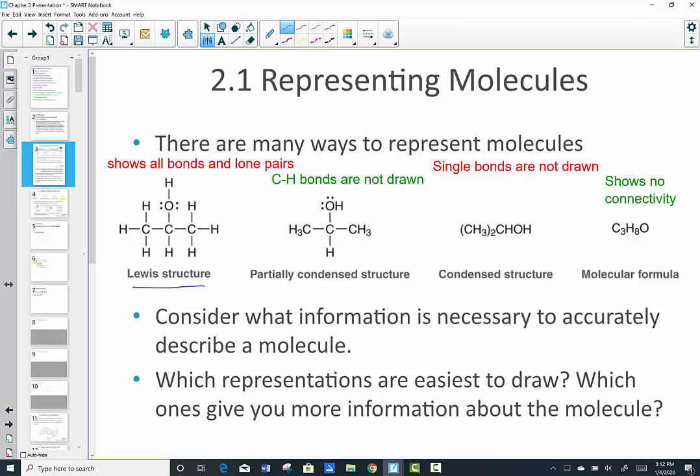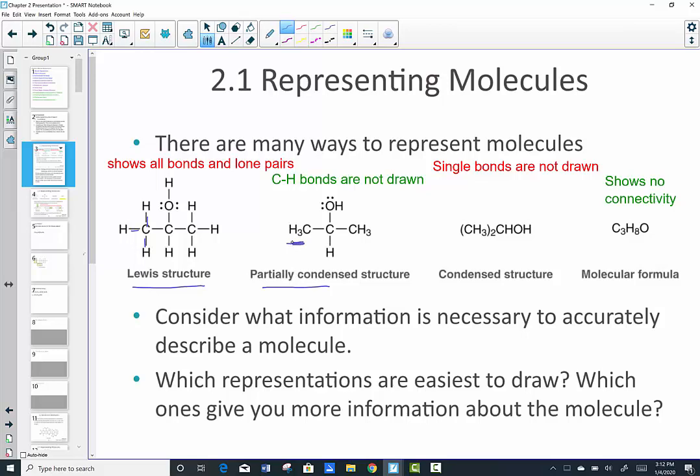In a partially condensed structure, notice what we're now able to do is eliminate all the single bonds between hydrogens and carbon and just simply place them next to each other. So instead of having to draw all these single bonds out to the hydrogens, we've condensed that to say there are three hydrogens on that carbon and we know they're all single bonds.